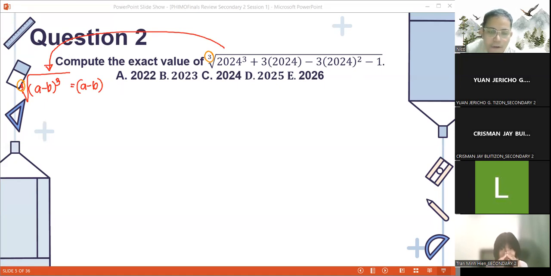Now, simplifying further, let's try to rewrite this one. This is the cube root of 2024 raised to 3 plus 3, then times 1, right?